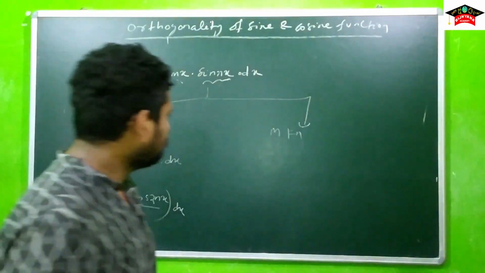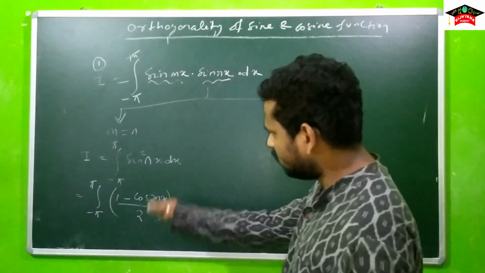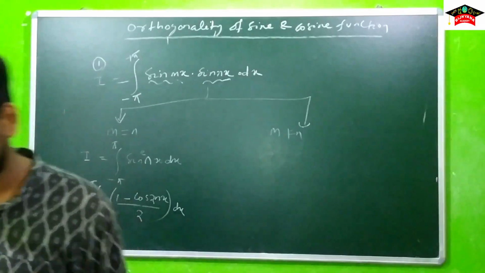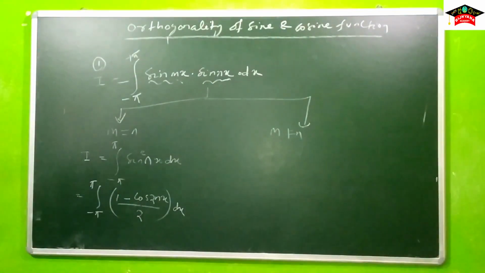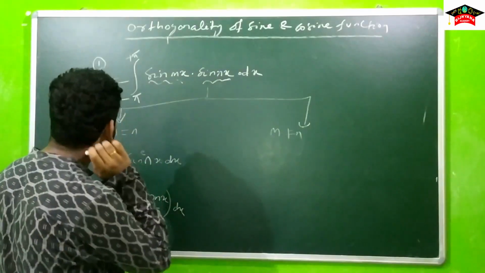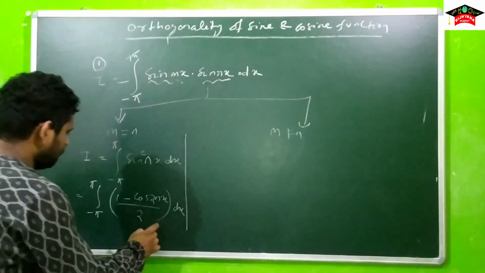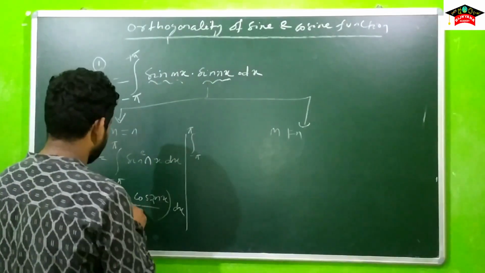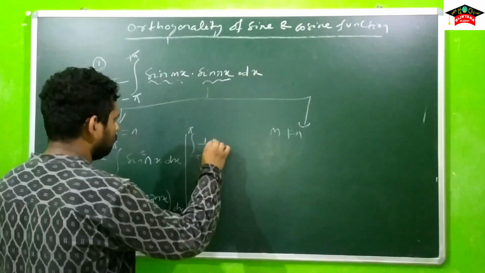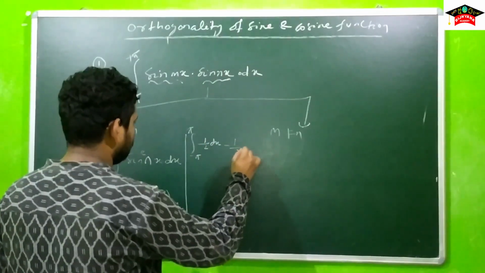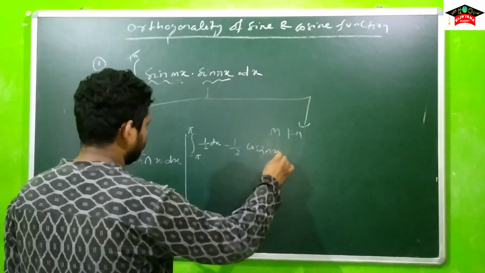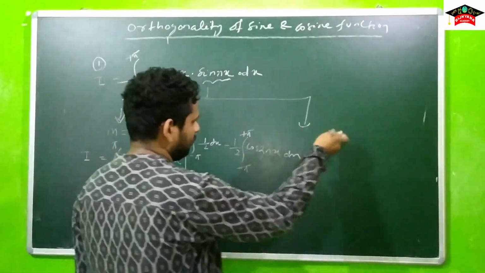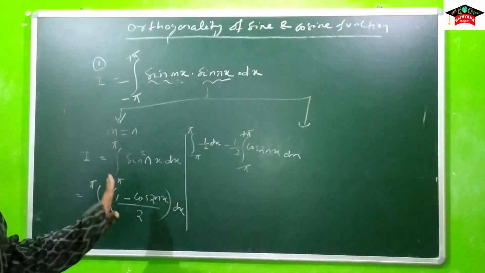First integration. So again we will proceed further to check what is the value of the integration. I am lacking space here, so I am doing it here. So this part will be equal to the integration from minus pi to plus pi of 1 by 2 dx minus 1 by 2 cos 2nx dx, integration minus pi to plus pi. This part I will do further in the next section. I am doing the first integration here.